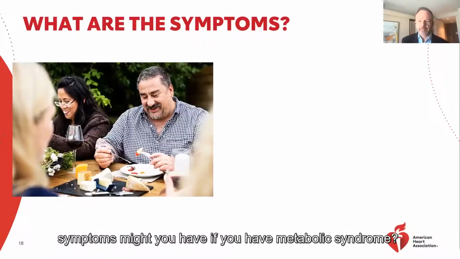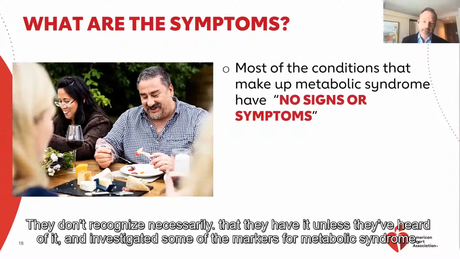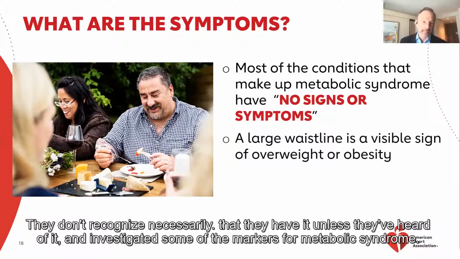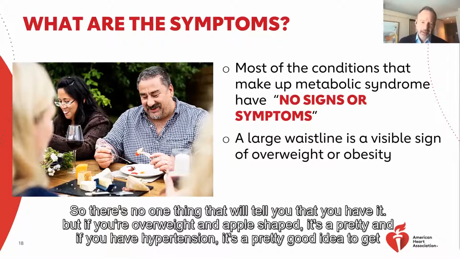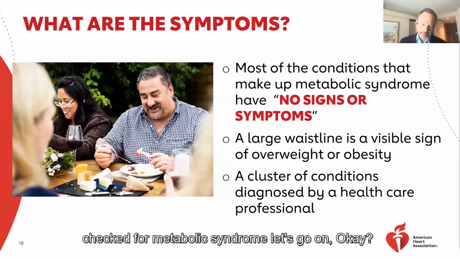So what kind of symptoms might you have if you have metabolic syndrome? Well, it's asymptomatic in most folks. They don't recognize necessarily that they have it unless they've heard of it and investigated some of the markers for metabolic syndrome. So there's no one thing that will tell you that you have it. But if you're overweight and apple-shaped, and if you have hypertension, it's a pretty good idea to get checked for metabolic syndrome.